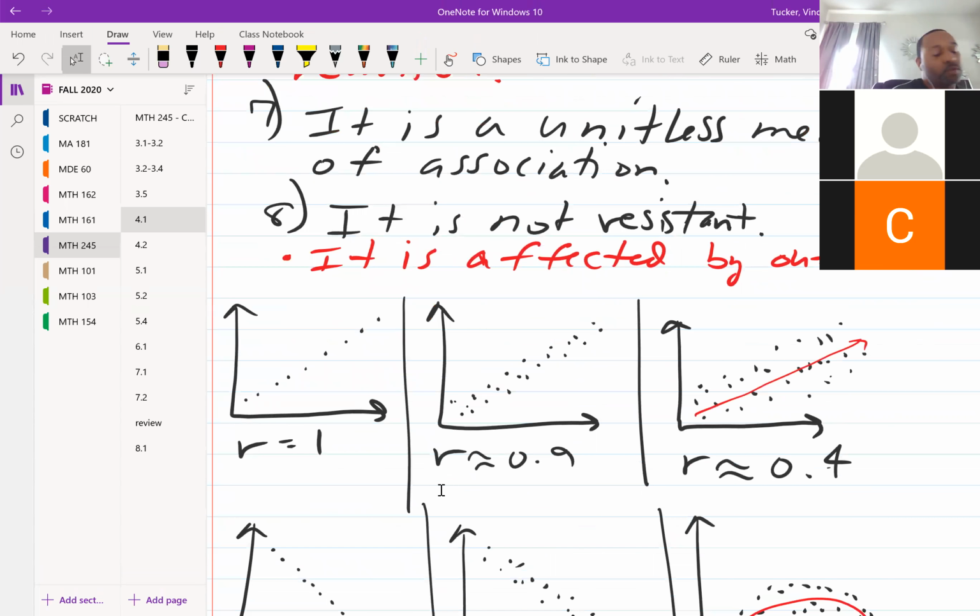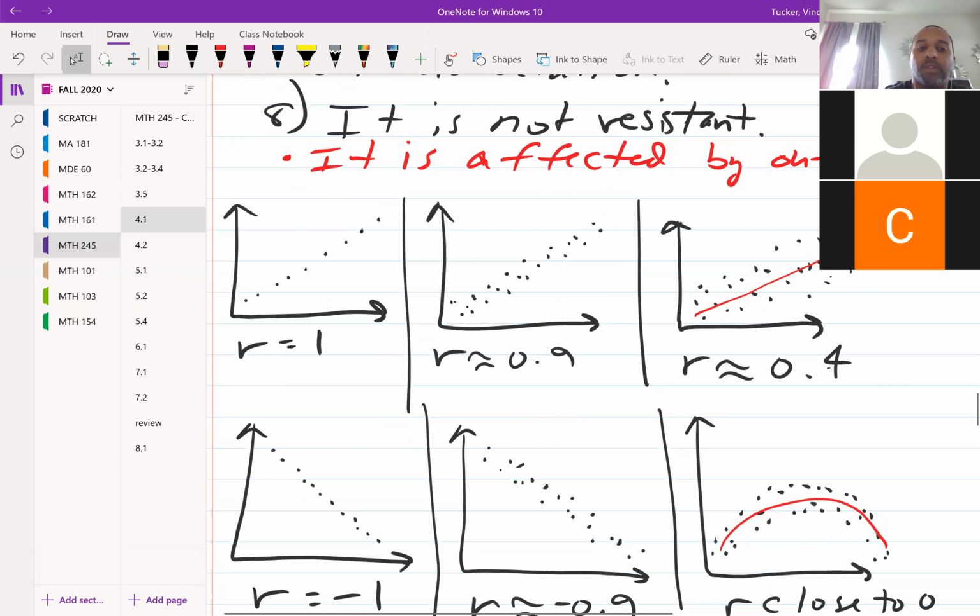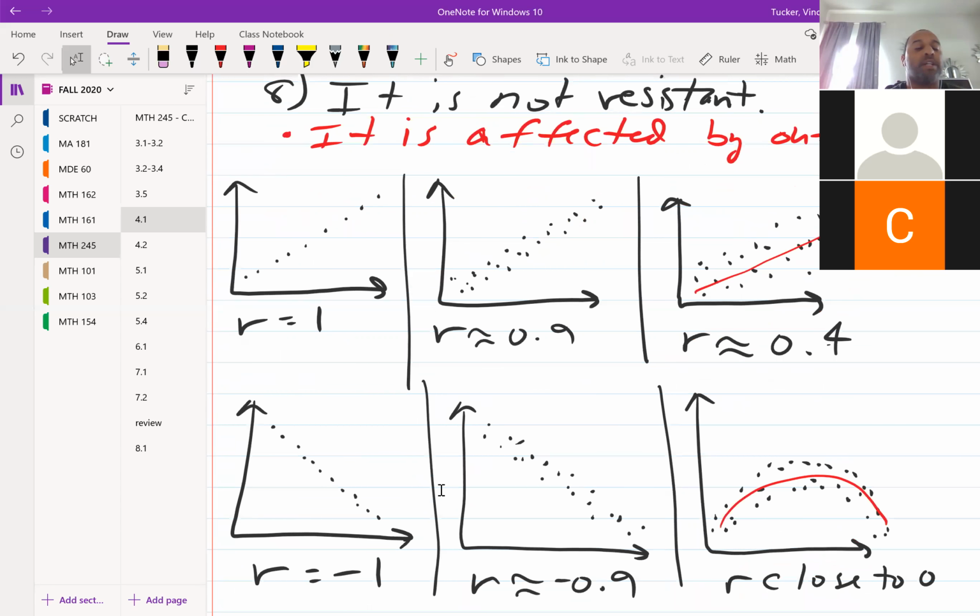All right, the next few are just examples, rough sketches of how it looks when r is equal to 1 and how it would deviate from that, moving closer to 0, and vice versa when we talk about r being equal to -1. R equal to positive 1 would be a straight line increasing. Then as it starts to spread out, it goes to 0.9, then maybe 0.4. And then, the closer it gets to 0, the less and less it looks like that straight line. Same thing happens for -1.